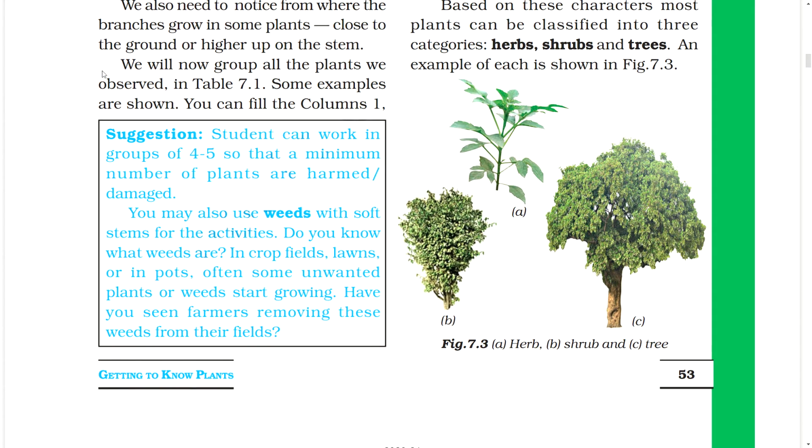Suggestion. Students can work in groups of 4 to 5 so that a minimum number of plants are harmed or damaged. You may also use weeds with soft stem for the activities. Do you know what weeds are? In crop fields, lawns or in pots, often some unwanted plants or weeds start growing. Have you seen farmers removing these weeds from their fields?